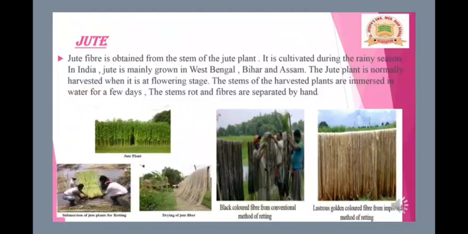It is normally harvested in the flowering stage, when the plant starts flowering. The stems of the harvested plants are immersed in water, that is, kept in water for a few days, and then the stems are taken out and the fibers are separated. These fibers are used to make things like fabrics and other materials like bags and jackets.